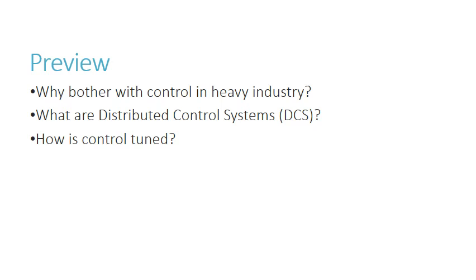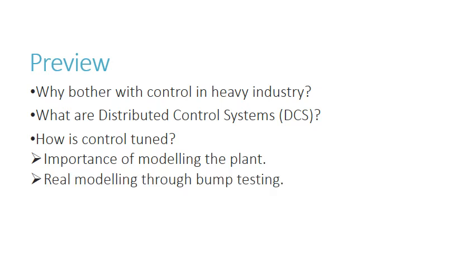Then we're going to talk about how the control is tuned, because even when you spend a lot of money on your DCS, it still doesn't necessarily work right out of the box. Every little part of it needs to be optimized. We're going to talk about the importance of modeling the plant in order to achieve that tuning. Then we're going to talk about how the modeling is done through bump testing, which is a little bit different approach than what's been taught at UBC in the control courses that are available to us.